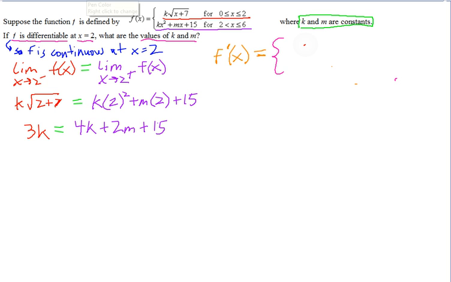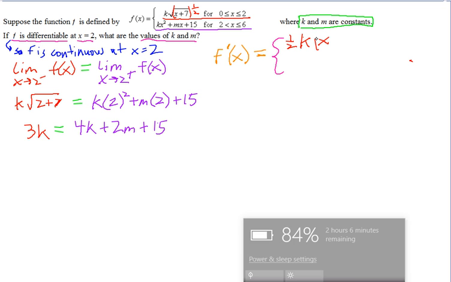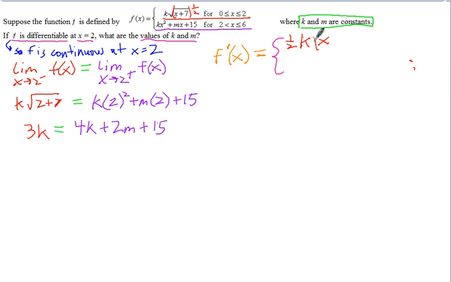Now remember, this x plus 7 inside the square root is the same as x plus 7 to the 1/2 power. So k is a constant, so we don't need the product rule. It'd just be 1/2 times k, the constant down front, and then x plus 7, subtract 1 from the exponent, to the negative 1/2. And this applies for 0 is less than x, less than or equal to 2.